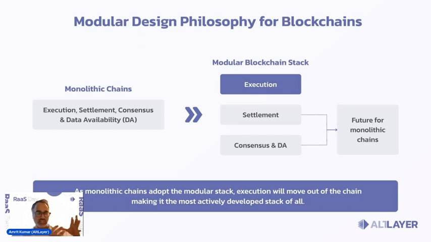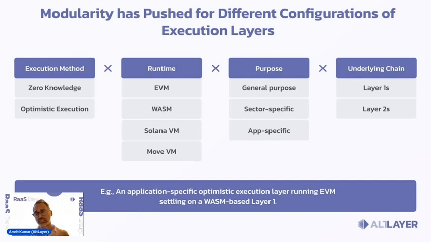One of the components of the modular stack, which is the execution layer, has started to move out of Ethereum. And we have started to see all sorts of execution layers, also known as rollups these days, pop up. In fact, if you look around, you could see in the space today different types of rollups that have different features. For example, you could have ZK based, so validity proof based rollups, or optimistic execution model based rollups. You could have these rollups run different runtimes, for example, EVM based rollups or WASM based rollups, Solana EVM based rollups, and so on.